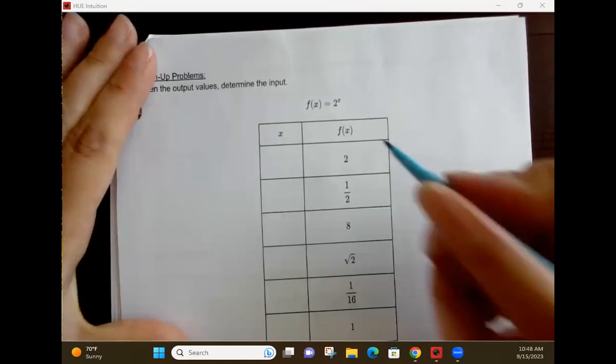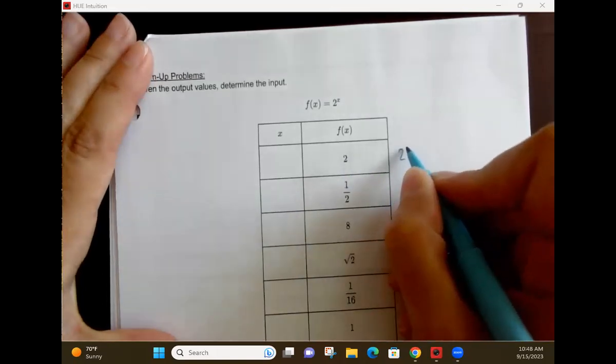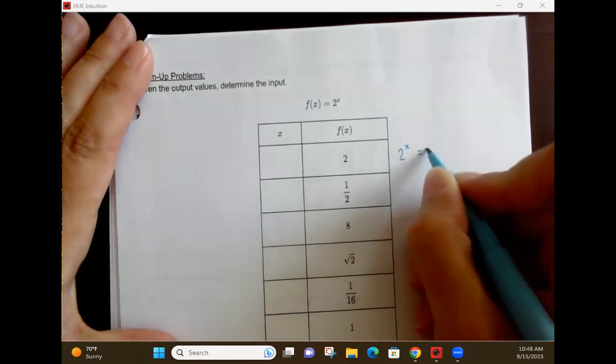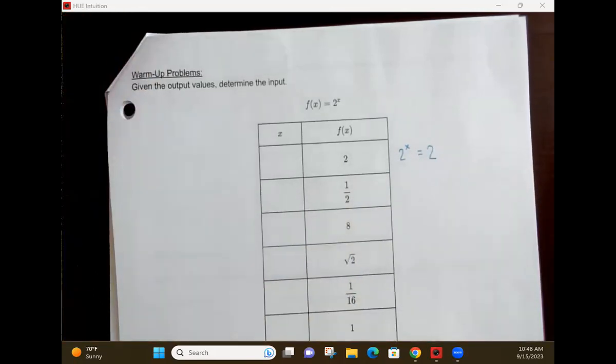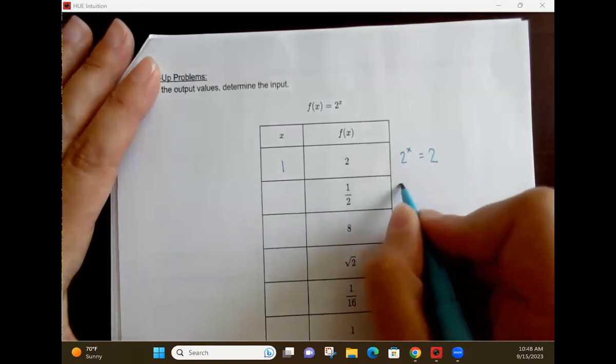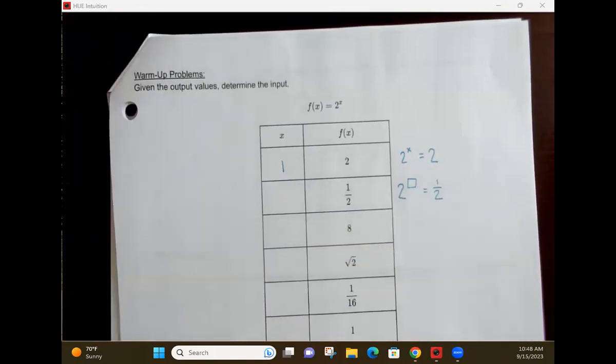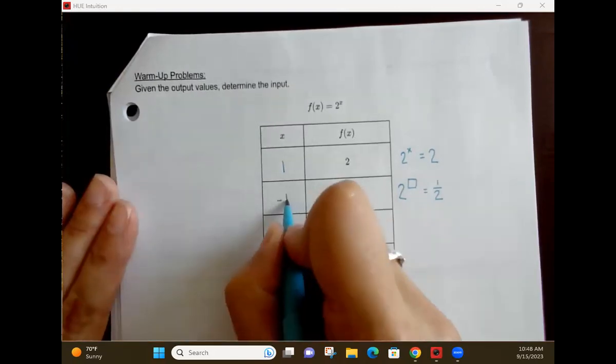Okay, so for my first value in my table, I have 2 to the x, and I got 2. So what did x have to be? X had to be 1, right? Because 2 to the first would give me 2. I took 2 to some power, and I got 1/2. What does that exponent have to be? Right? X is our exponent. It would have to be, somebody said it, -1, right? I have the reciprocal here. That means my exponent was negative.